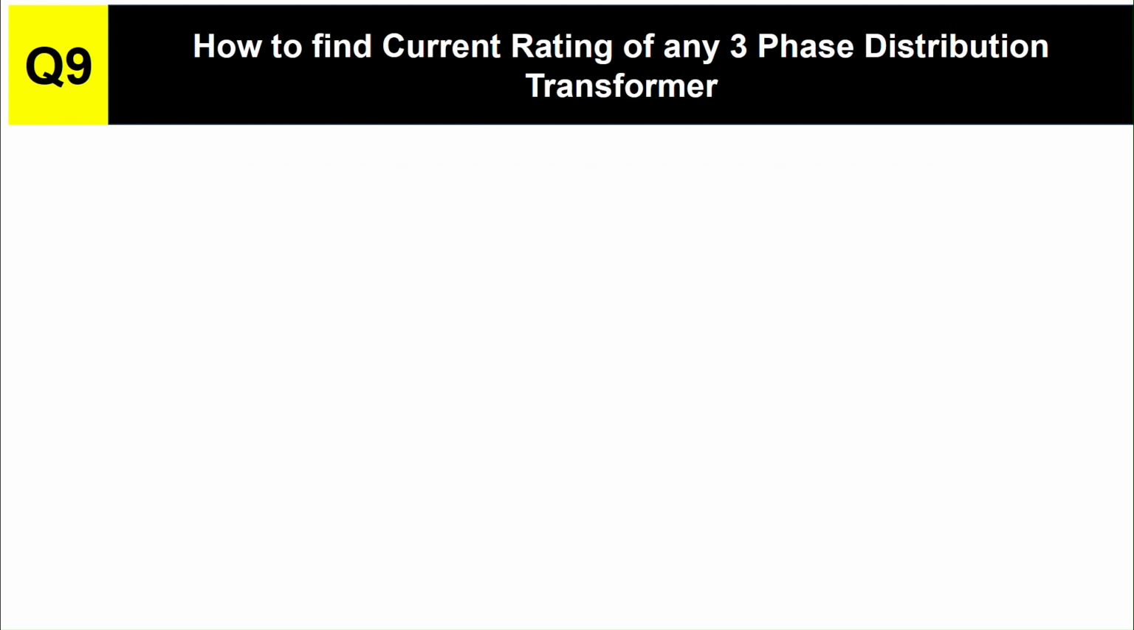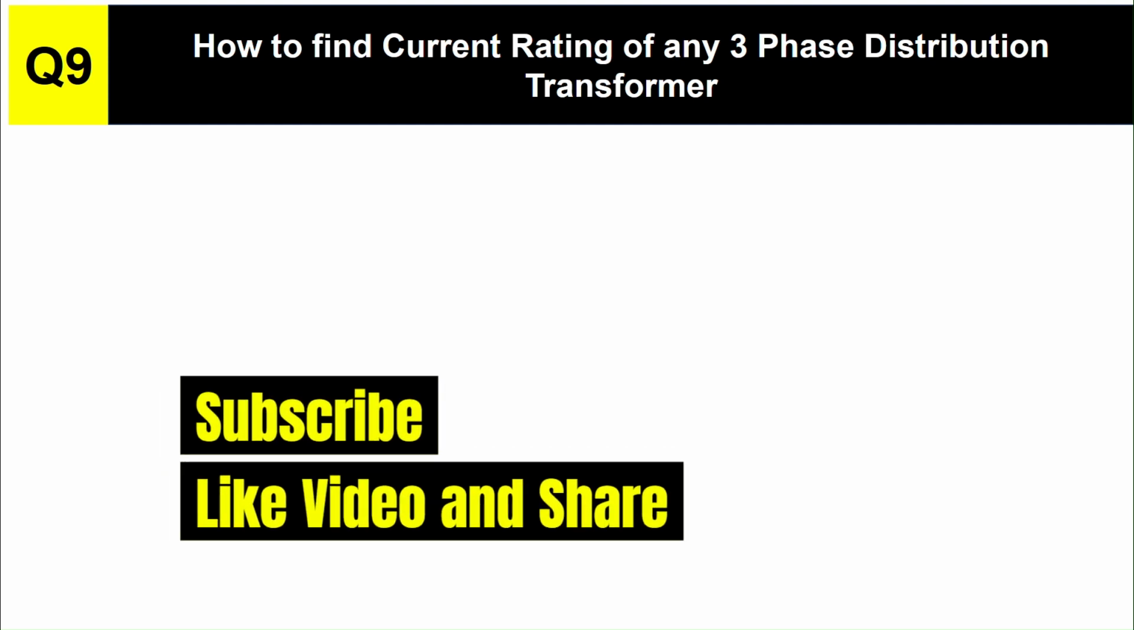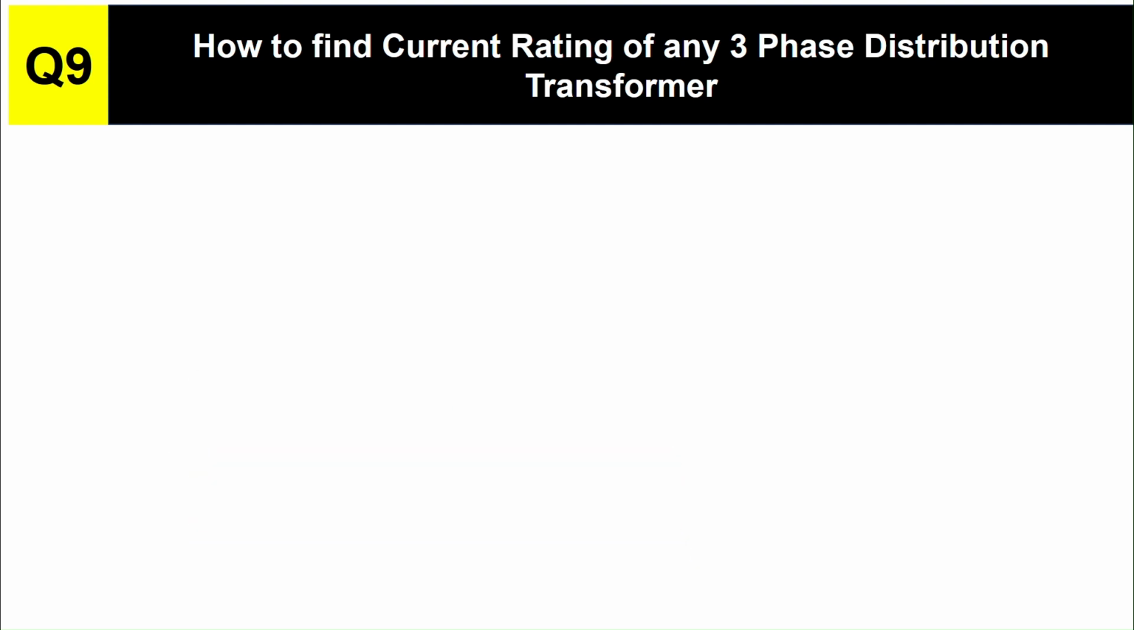Now, how can you find the current? If you are given some transformer and you do not know what is the current on the HT side and what is the current on the LT side, how can you find that?